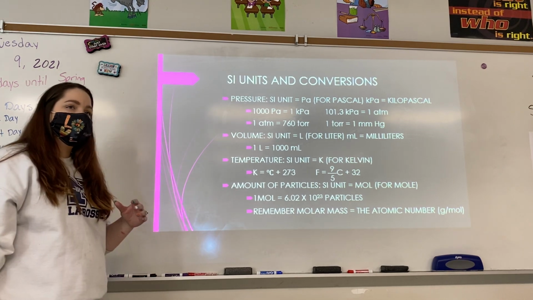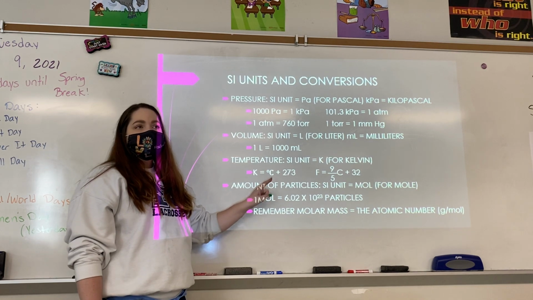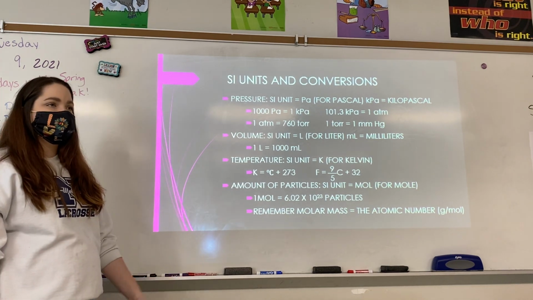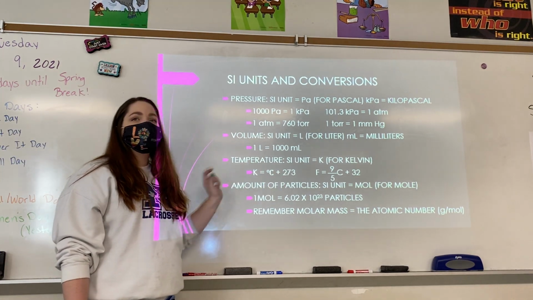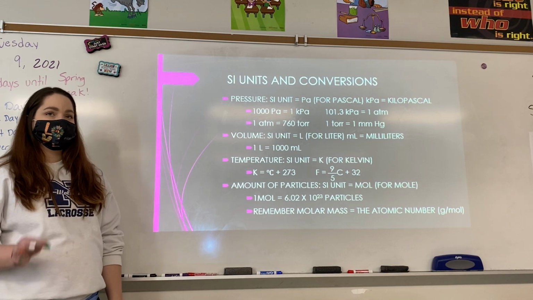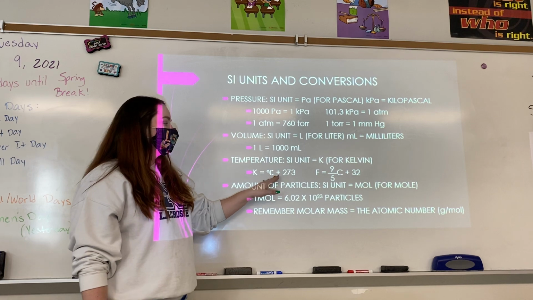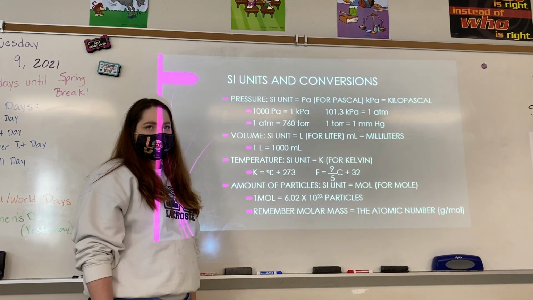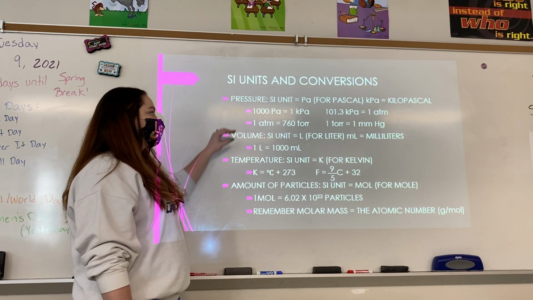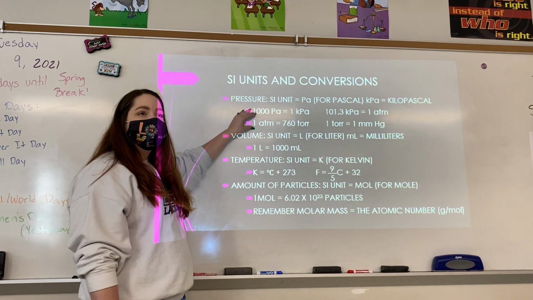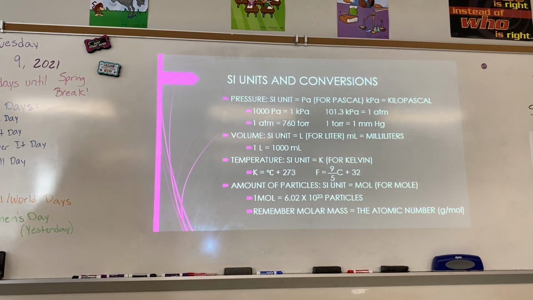So what you're going to have to do is you're going to be given a lot of your temperatures in degrees Celsius. You need to know how to convert between degrees Celsius and Kelvin. So that is the formula. It is given to you on your formula sheet, so you don't have to memorize how to do it. But it's very simple. All you have to do is add 273 to your degrees Celsius. That's it. So make sure you know your SI units. Make sure you are comfortable converting between units. If I give you the number, make sure you know how to convert between them.